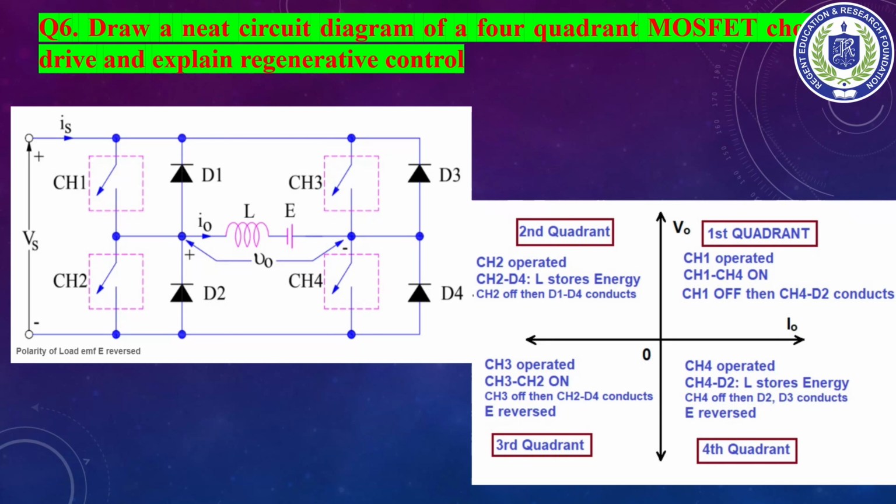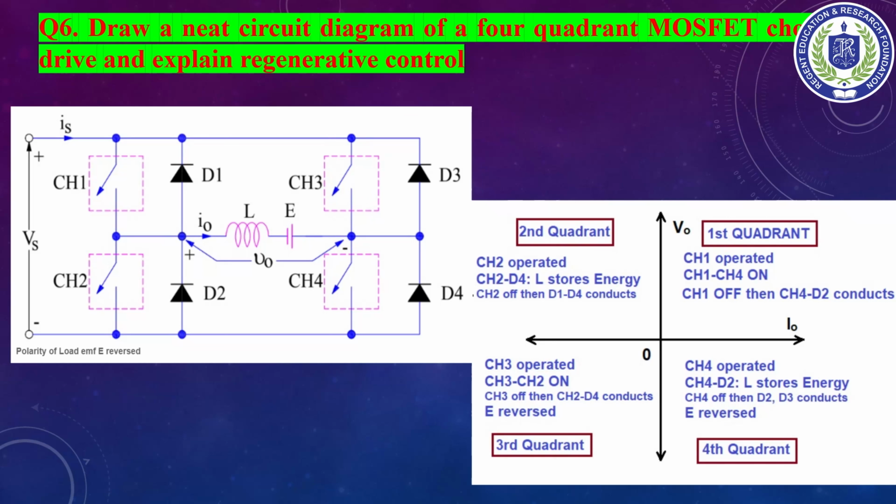And there is a load with EMF E and inductance L. Current through the output is I0 and voltage across the load is V0. Source current is represented as IS and source voltage as VS. So this is the circuit diagram.